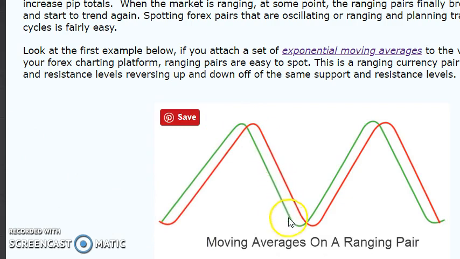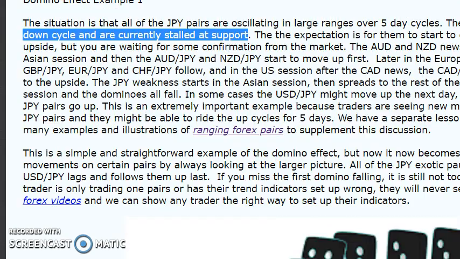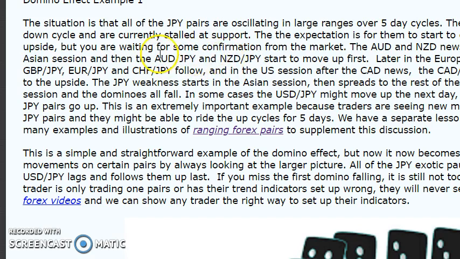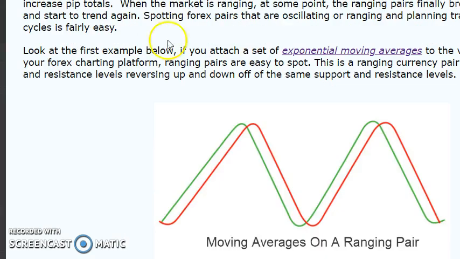So the yen pairs cycle down and they start to hit support. They're sitting down here at support, and you're thinking there's a pretty good chance they'll start to move up. And so you're starting to monitor the yen pairs to see what's going on. Well, here comes the Asian session. And all of a sudden, because of the influence of the Aussie dollar and the New Zealand dollar, the Aussie yen and the New Zealand yen, they start to move up first. They start to cycle up on a fairly big time frame, like the H4 or D1 time frame. They start to cycle up and build a new upcycle.